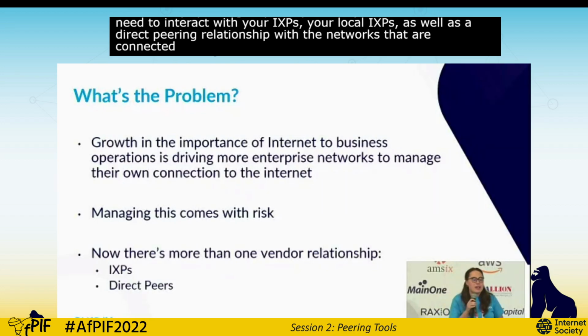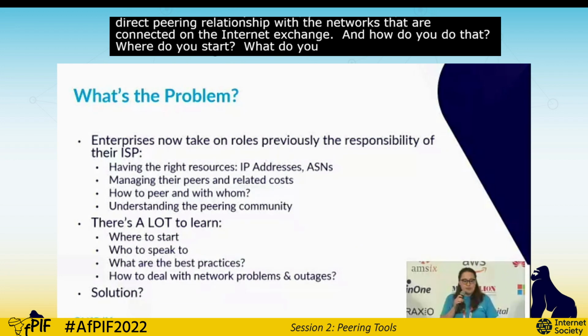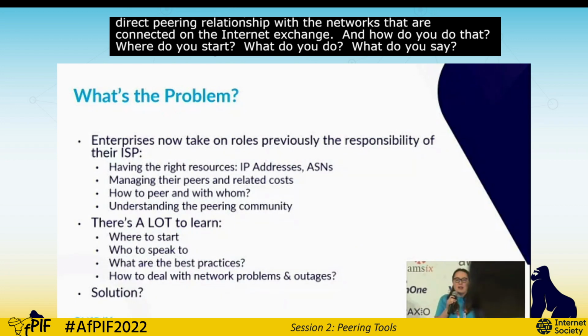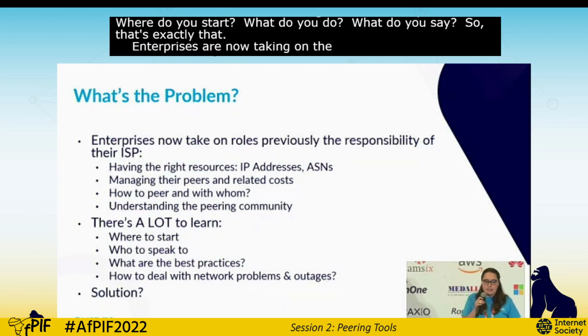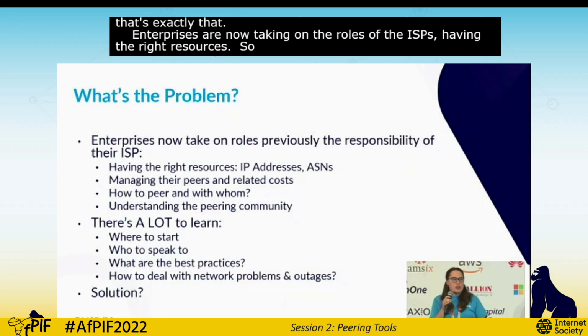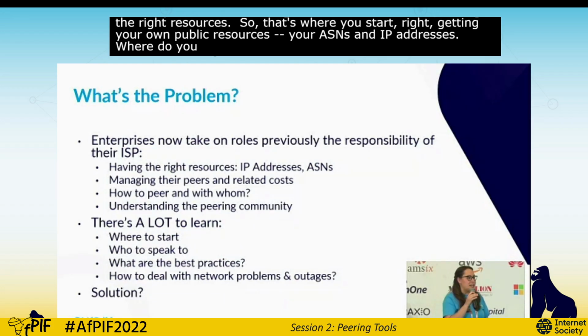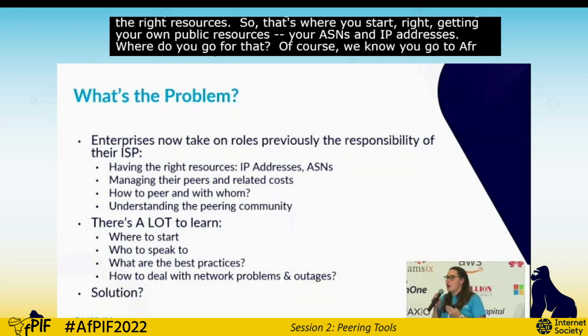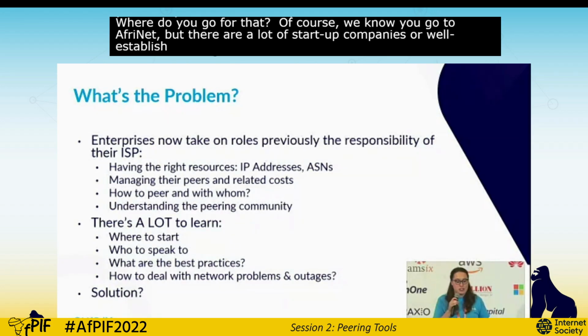And how do you do that? Where do you start? What do you do? What do you say? So enterprises are now taking on the roles of their ISPs, having the right resources. So that's where you start, right? Getting your own public resources, your ASN and IP addresses. Where do you go for that? Of course, we know you go to Afrinic, but there's a lot of startup companies or well-established companies that do not know where to start. Where do I go for this information?